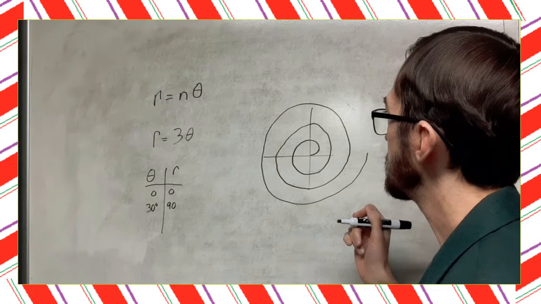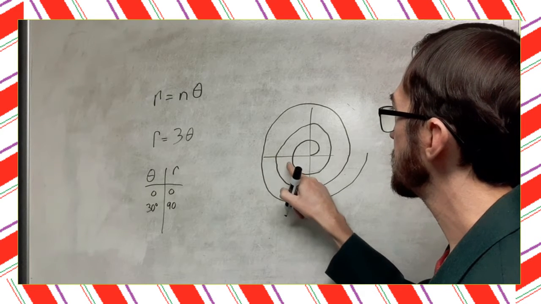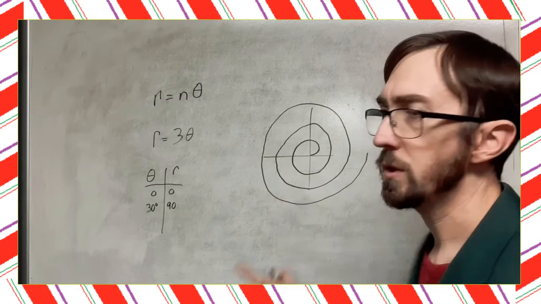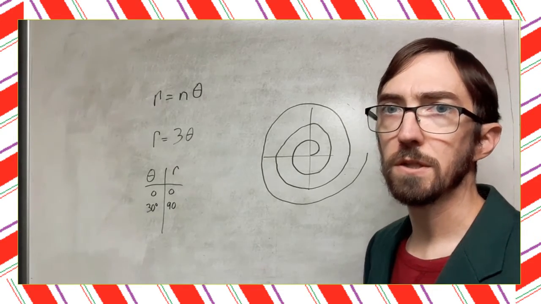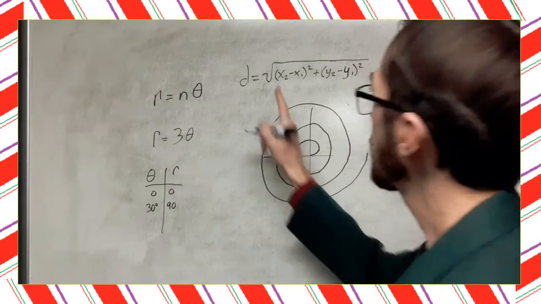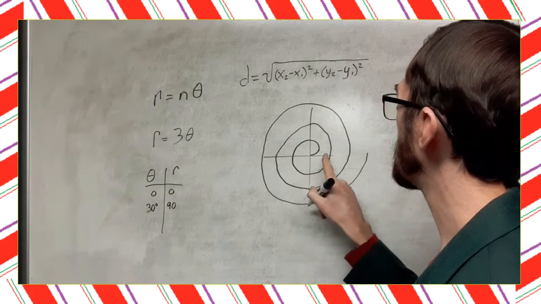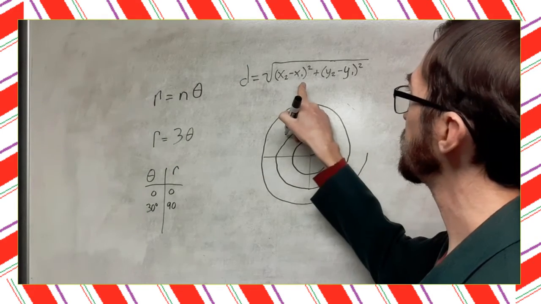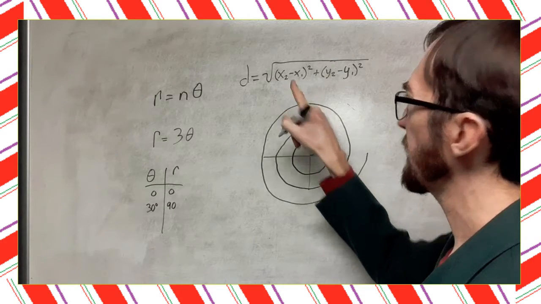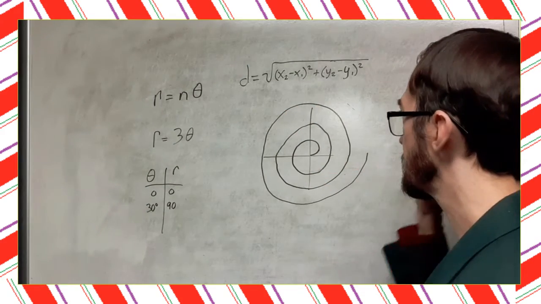The first one is, if we want to find the distance between these two things, we can use our Euclidean distance formula. This is our Euclidean distance formula. If we know these intersection points, then we can plug those into here and find the distance between these sections.